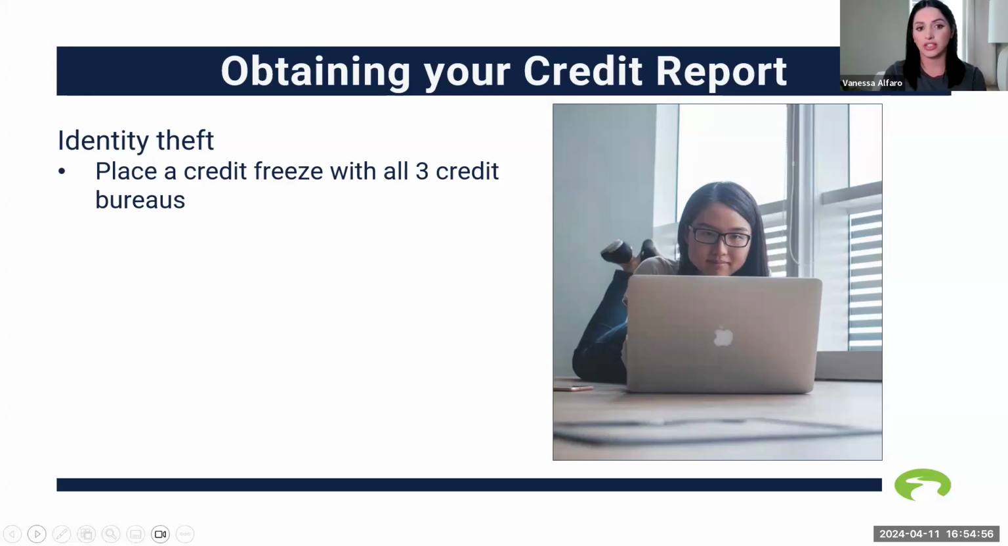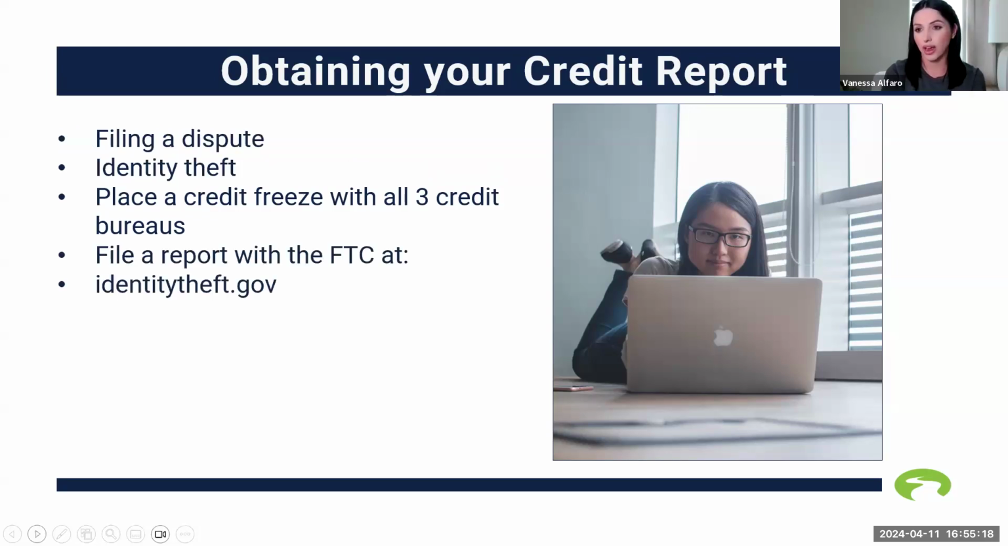Now we have the ability to freeze credit. So if you feel like you've been a victim of identity theft or there's fraud on your credit bureau, you're going to want to work with all three credit bureau agencies to get your credit frozen. This can be unlocked at any time. If you do need to apply for a new loan, you can actually go on to their website and temporarily unlock. So this is just an extra level of protection when you've been a victim of identity theft.